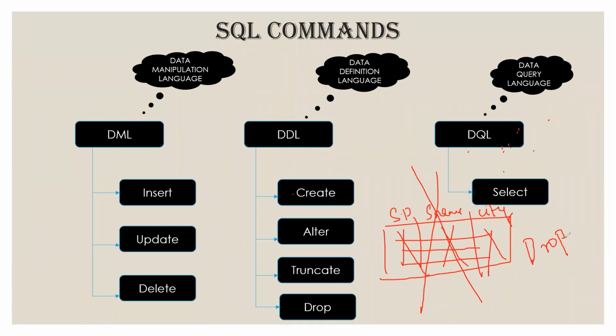Just relate with the English words. Drop is you're completely dropping them, right? Truncate is just you are cutting that part. You are cutting only the data part. Maybe with those words you can understand the differences better.